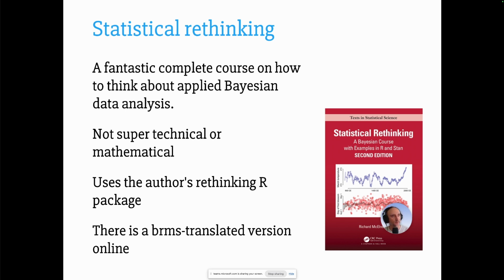The opening example with the sampling of the Earth came from his lectures and from the book, as an example. It's not super technical or mathematical. One big caveat is that it uses the author's rethinking R package, as it's called, and that was really written for the book. It's a great pedagogical tool for learning Bayesian models. It's not used in applied Bayesian data analysis very frequently, to my knowledge. There's no reason why it couldn't be, but it's just not widely used. There is a brms translated version of the book online. If you just Google brms rethinking, you will find it.